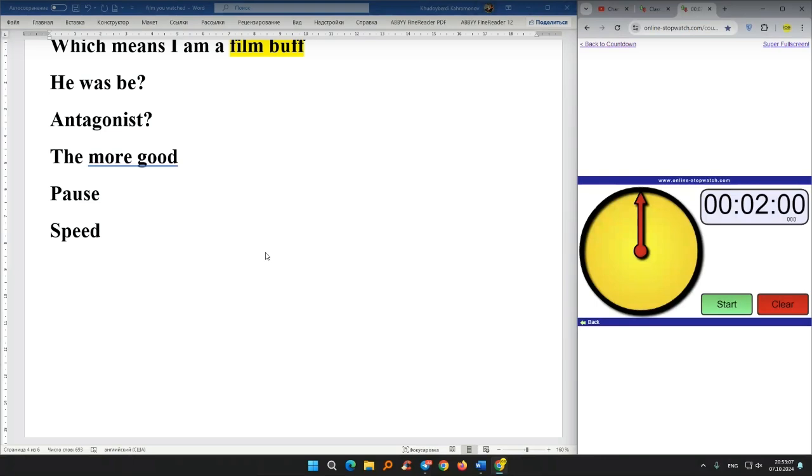Okay. So overall, you have several mistakes in terms of grammar, but "he was be" was a very rude mistake that you made. "He was be." Was means be, so no need for be.